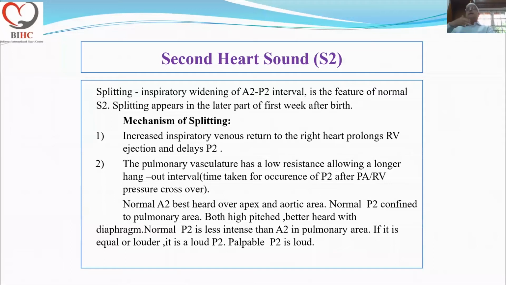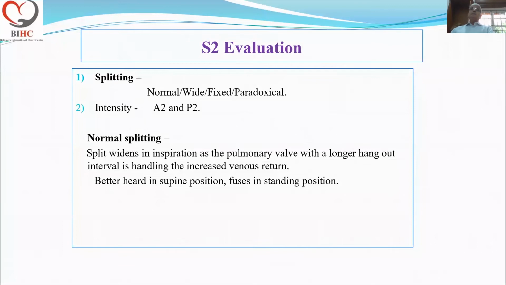And apart from the split itself, you need to look for the intensity of A2 and P2. Normally, the A2 is much louder than the P2. The P2 is confined to the pulmonary area, and P2 is audible only in inspiration. If the P2 becomes loud, it becomes equal to A2. So the yardstick by which you make the statement that the P2 is loud is by comparing with A2 the way you hear it. If it is as loud as A2, it is loud. Or it could be louder than A2. If it is palpable, it is loud.